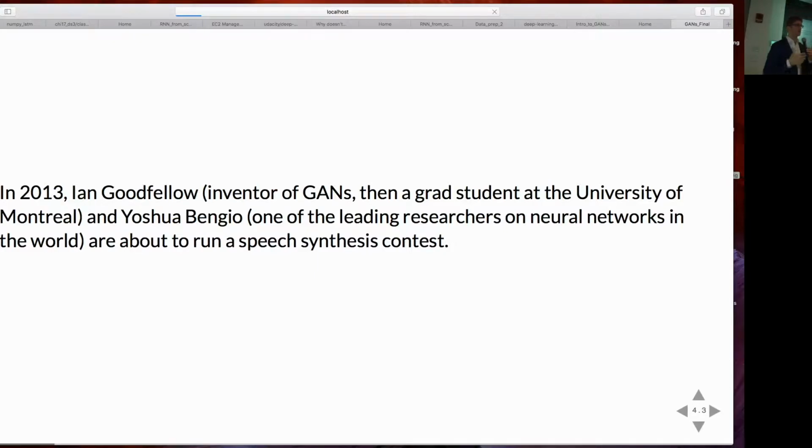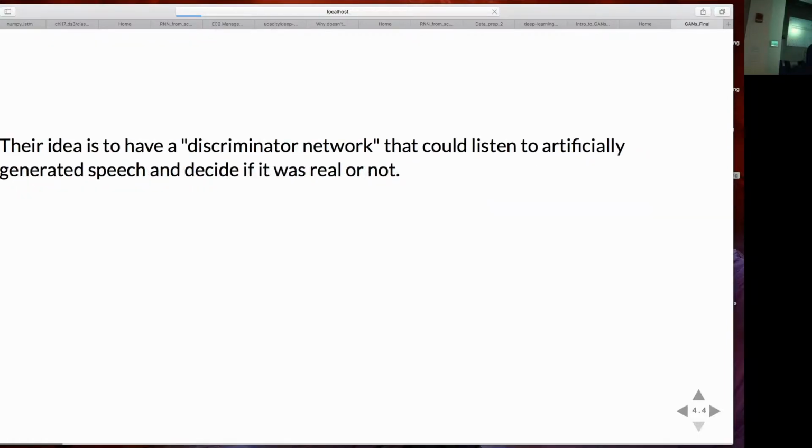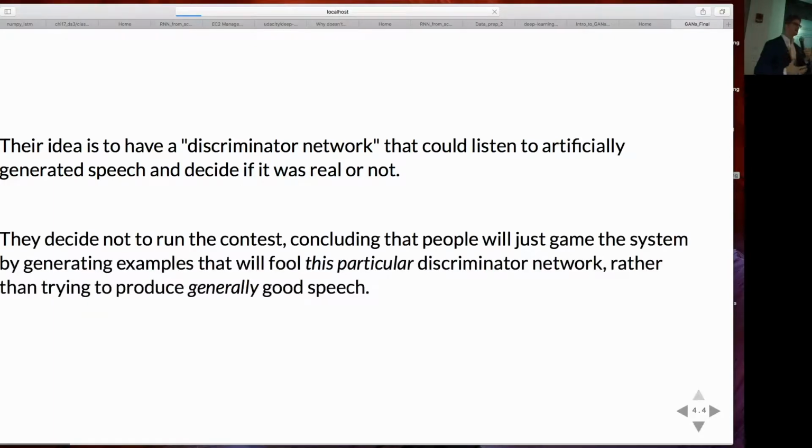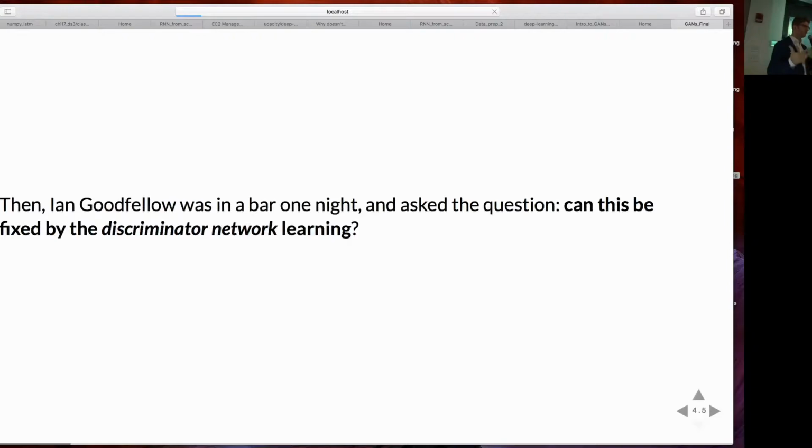These two guys were going to run a speech synthesis contest. So who could produce a model that could generate artificial speech that sounded human? And they said, okay, we'll have a neural network listen to a bunch of real speech and fake speech, and learn to discriminate between real speech and fake speech. And that's how we'll judge the contest. We'll judge whether people can submit things that can fool this neural network. But they decided actually not to run the contest because they figured people would just try to game the system. They would just generate speech that didn't necessarily sound human, but just fooled this particular neural network.